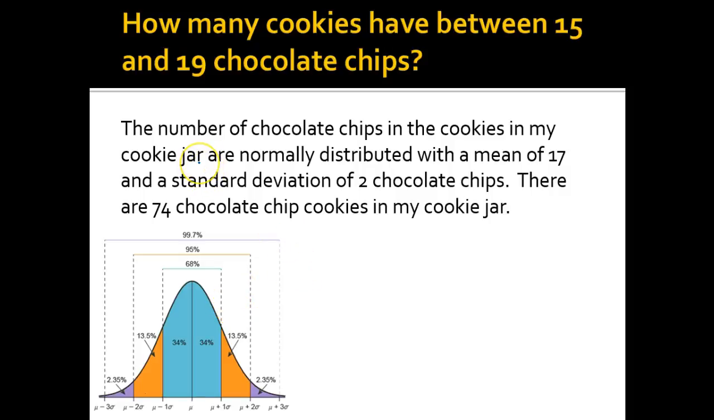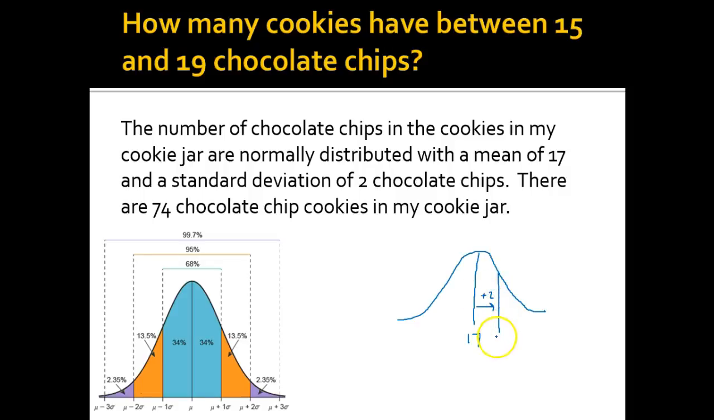The number of chocolate chips in the cookies in my cookie jar are normally distributed with a mean of 17 and a standard deviation of 2 chocolate chips. So we've got this picture here. Remember, the idea is that the middle number is the mean, which is 17. And then we have this thing called the standard deviation, and the standard deviation is 2.